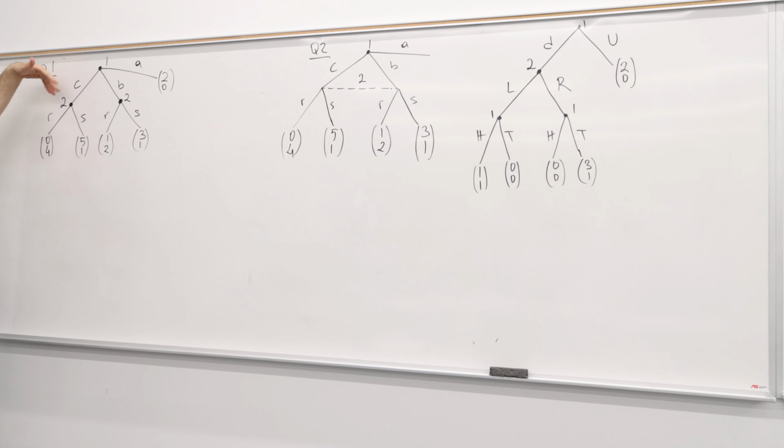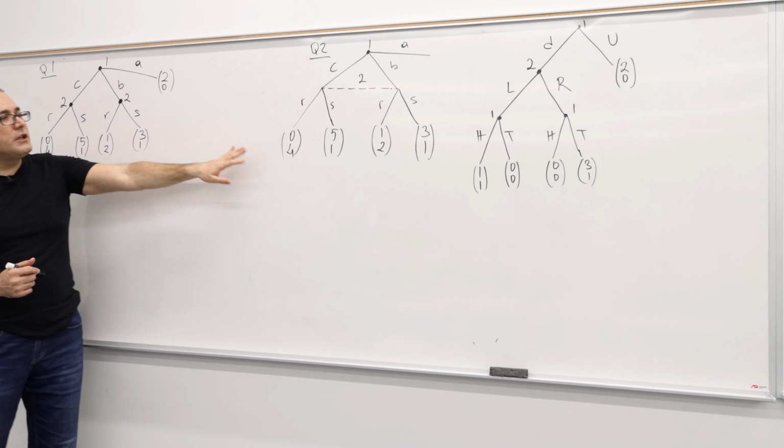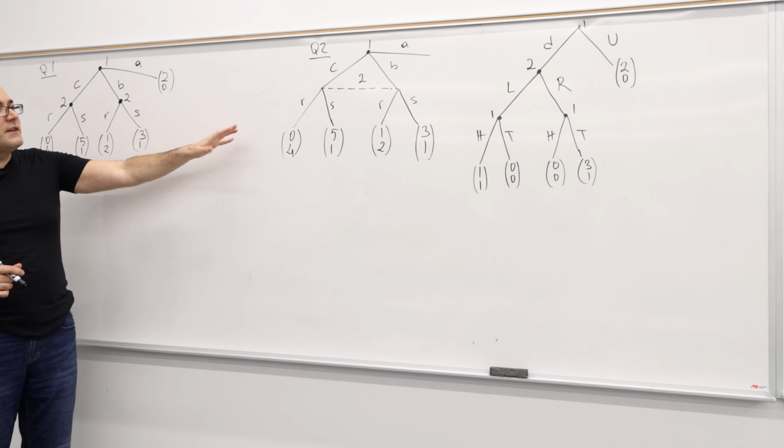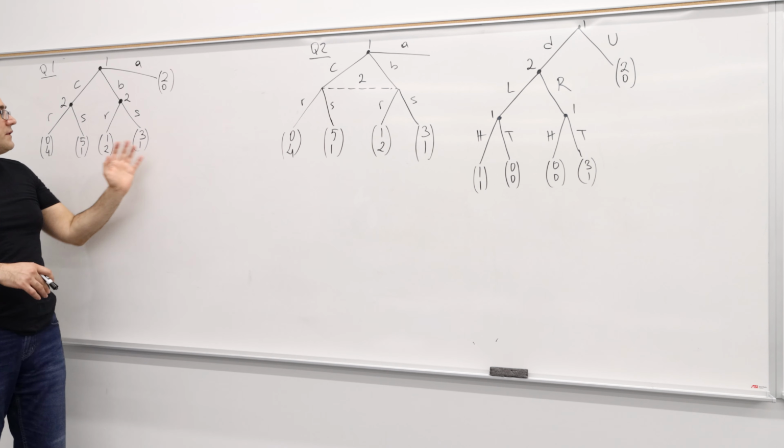So I have two players. Player 1 has 3 actions A, B, C, and then player 2 observes the action of player 1, and then she chooses R or S. So this is a perfect information game. Question 2 is identical. They're the same game with the same payoffs.